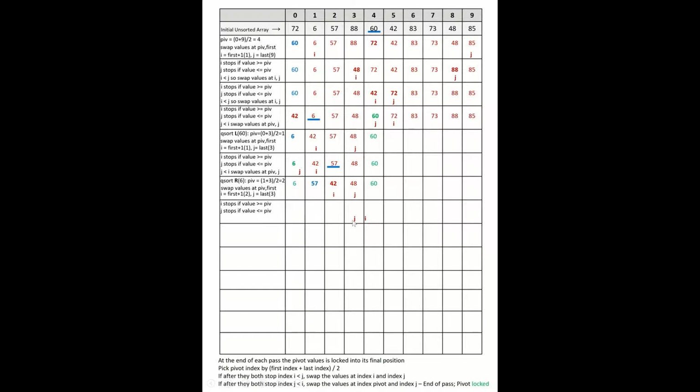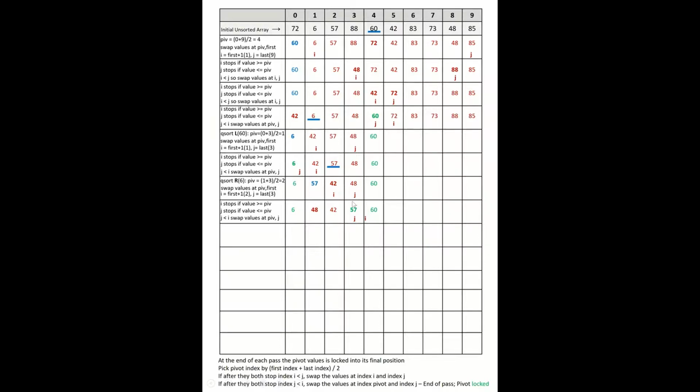Once again, since J is less than I, we swap the value at the pivot with the value at J. In this case, here's the value at J, the 48. Here's the value at the pivot. So we swap the 48 and the 57, giving us this particular configuration. And the 57, which was our pivot way back here, is now locked in. So the recipe is always the same. Once we pick a pivot, we know we're going to be locking that specific value into its place.